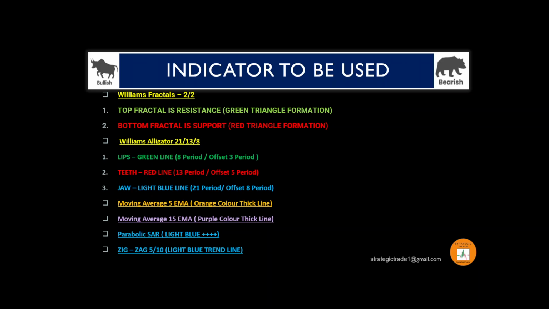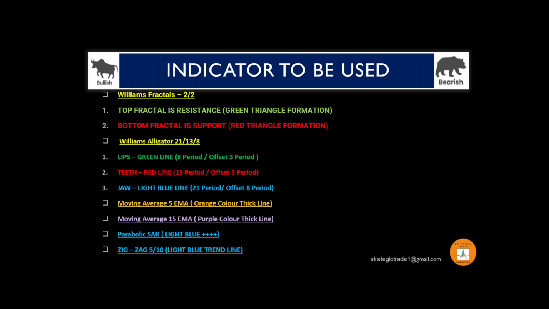So these are the conditions. For the Williams Fractal, we are going to use the default indicator, 2 by 2 only. And the time frame we are going to use is only the 5-minute time frame. Don't go with 1 minute, and don't go higher. Stick strictly to the 5-minute time frame.